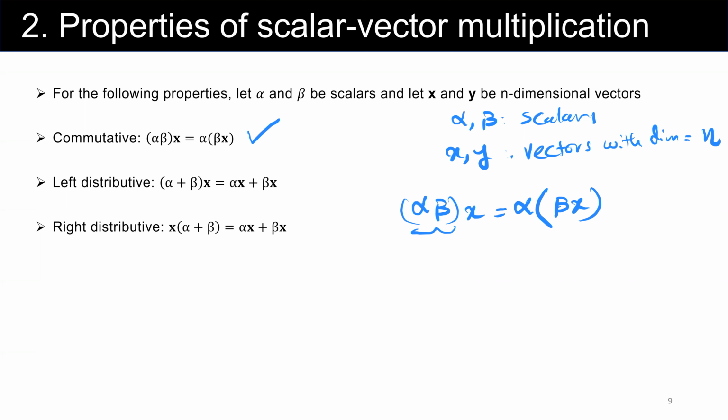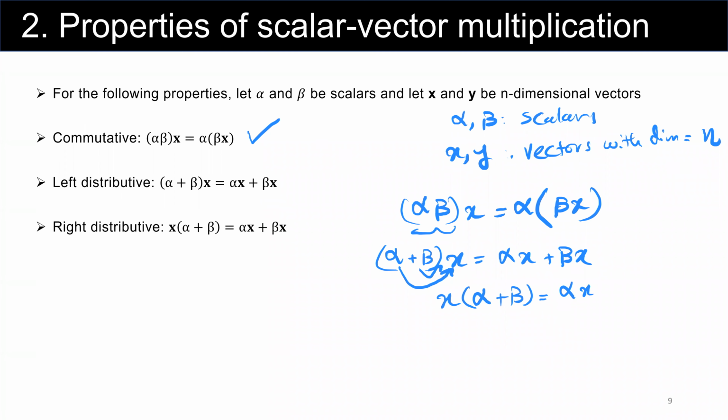The second property is left distributive. What does that mean? Alpha plus beta times x is equal to alpha x plus beta x. Next one is right distributive. So x multiplied by alpha plus beta is alpha x plus beta x.